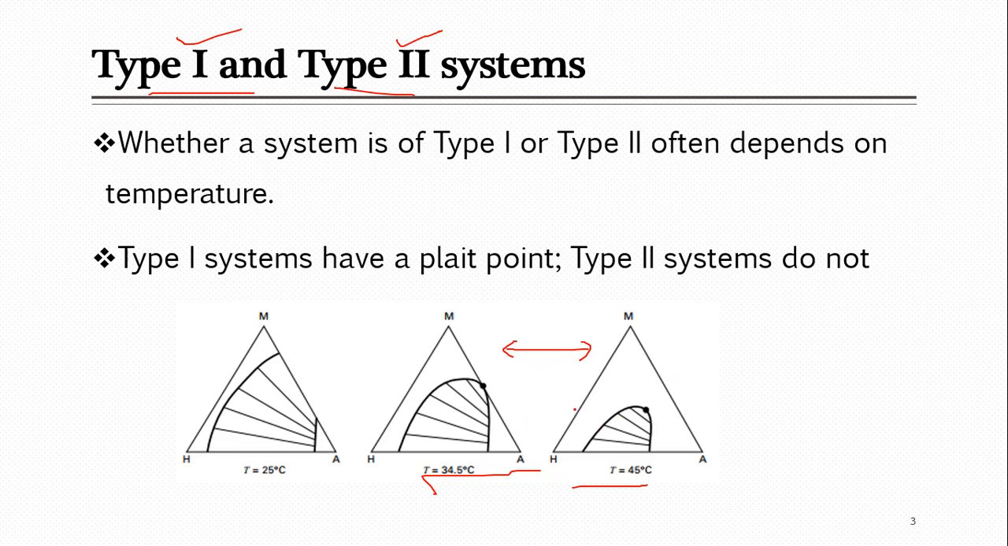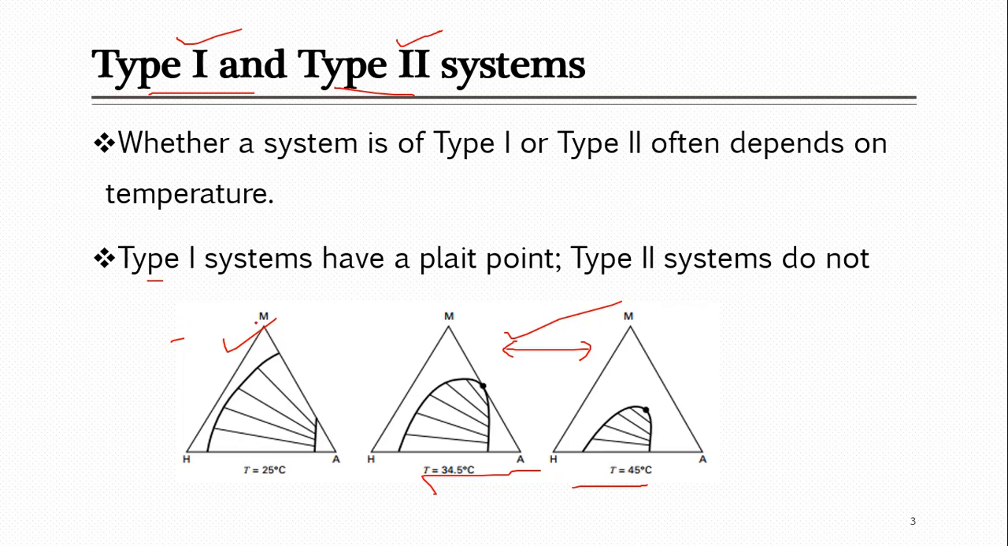This is a type 1 system. And the other one is type 2, in which you can see the diagram which I have already shown you, provided here on the left. This is type 2. It has the same three components, but they behave differently at different temperatures. As for how you can differentiate them, I told you, by looking at the diagram you can differentiate.